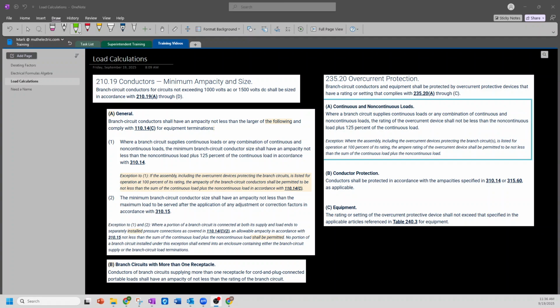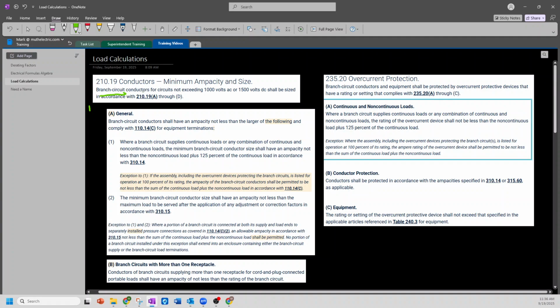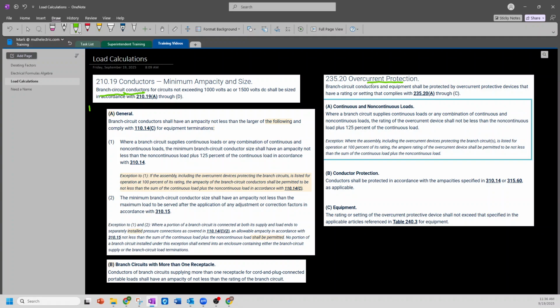It's on load calculations. More specifically, it's going to be for branch circuit conductors, and over here we have the overcurrent protection. Okay, now they both read the same. You have the ampacity not less than the non-continuous load plus 125% of the continuous load. They say the exact same thing. Not less than the non-continuous load plus 125% of the continuous load.